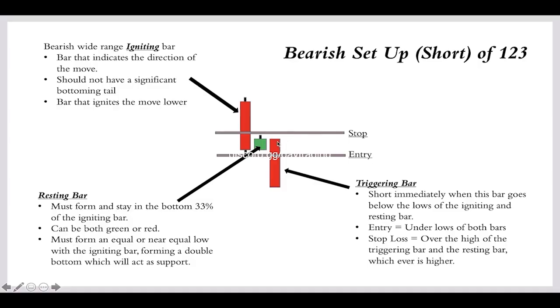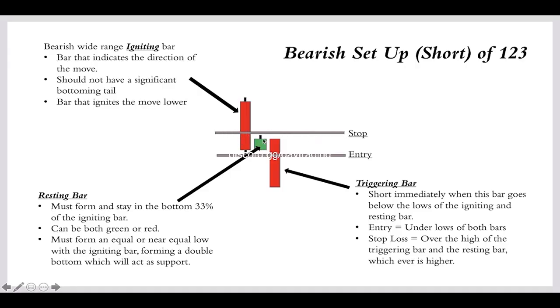And once that support is broken during the triggering bar, that's where we're placing our entry, right? So the entry is going to be under the igniting bar or under the resting bar, whichever one is lower. So find the absolute low of the igniting bar and the absolute low of the resting bar, whichever one happens to be lower, and you're going to place your entry under that, okay? And you're going to short immediately when the bar goes below the lows of the igniting and resting bar. We just talked about that entry. Stop loss is going to go over the highs of either the resting bar or the triggering bar, whichever one's higher. Usually, it's going to be over the highs of the resting candle.